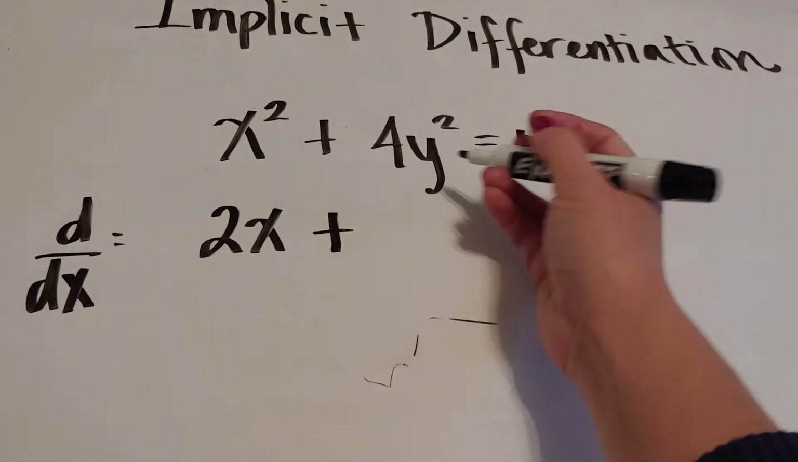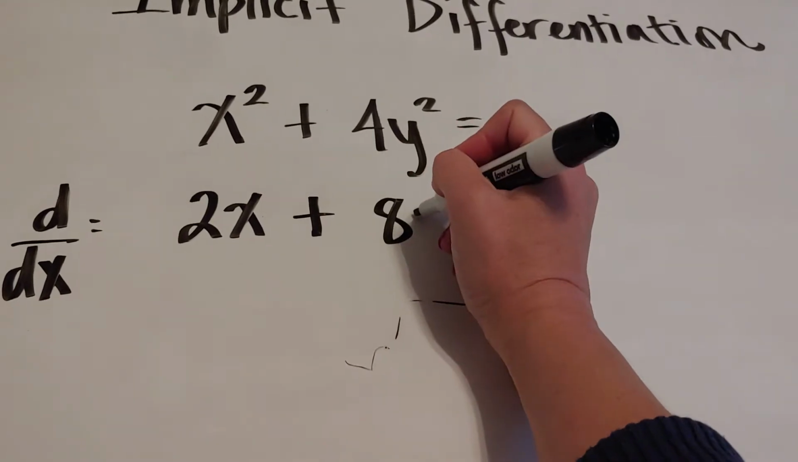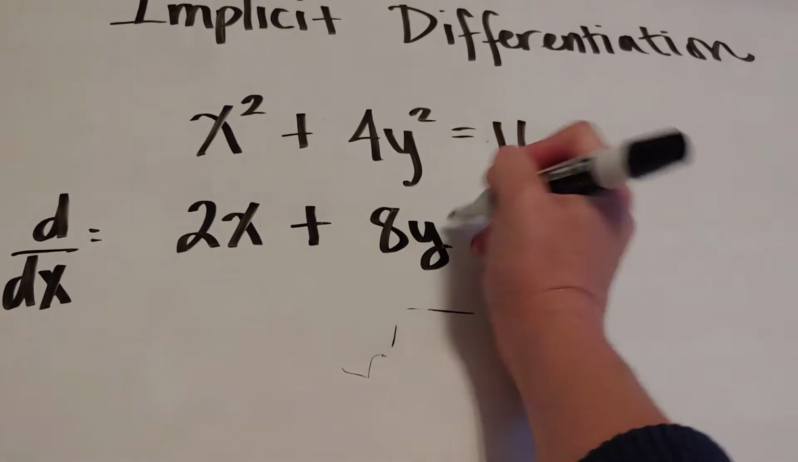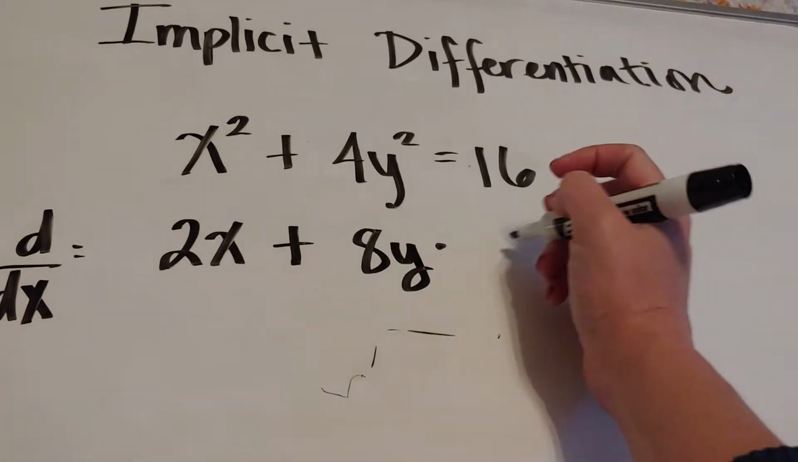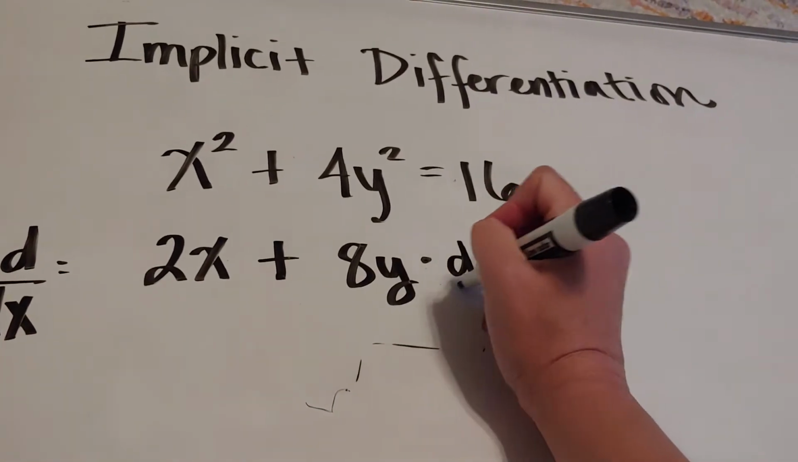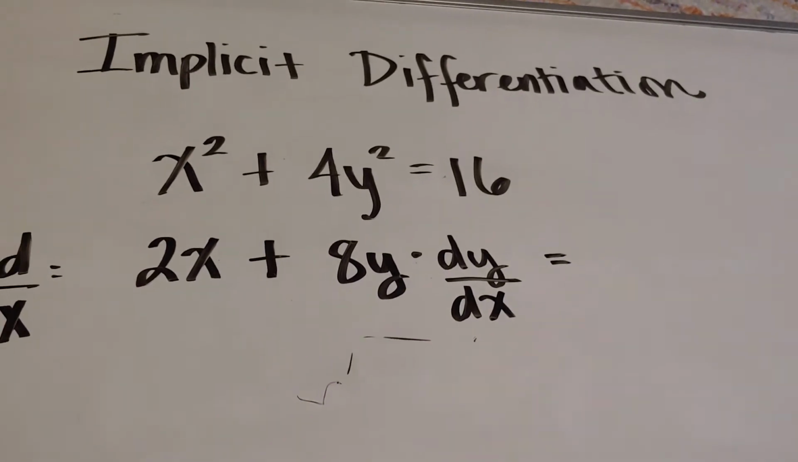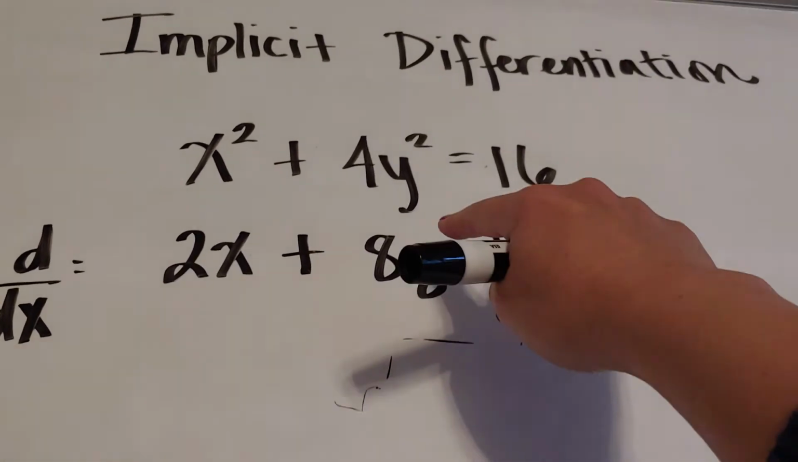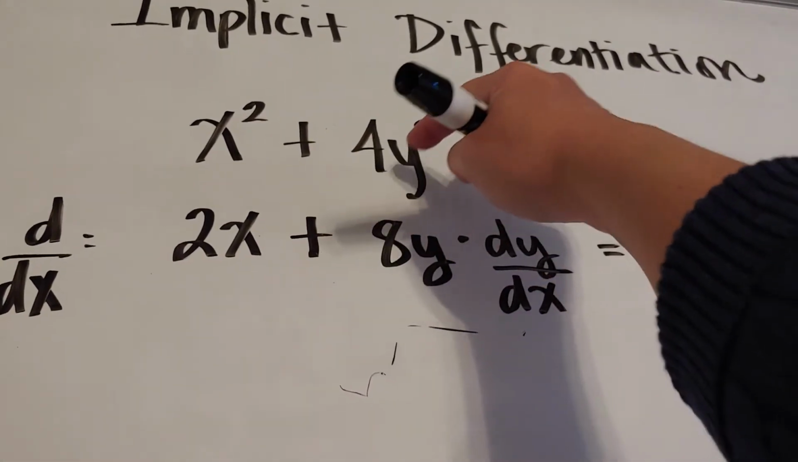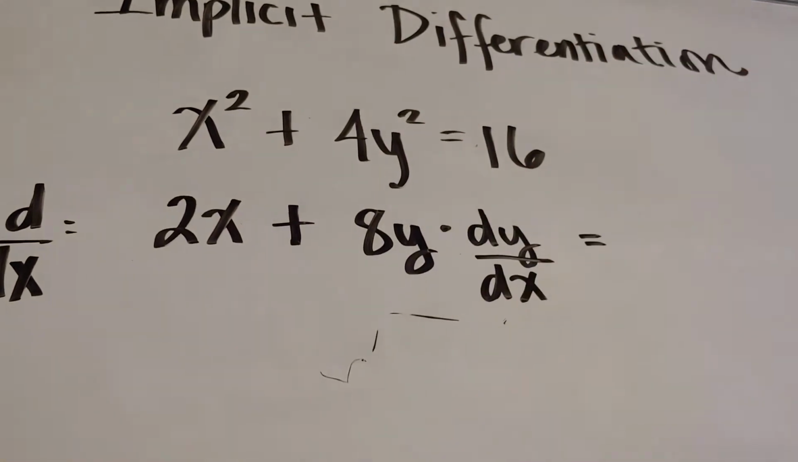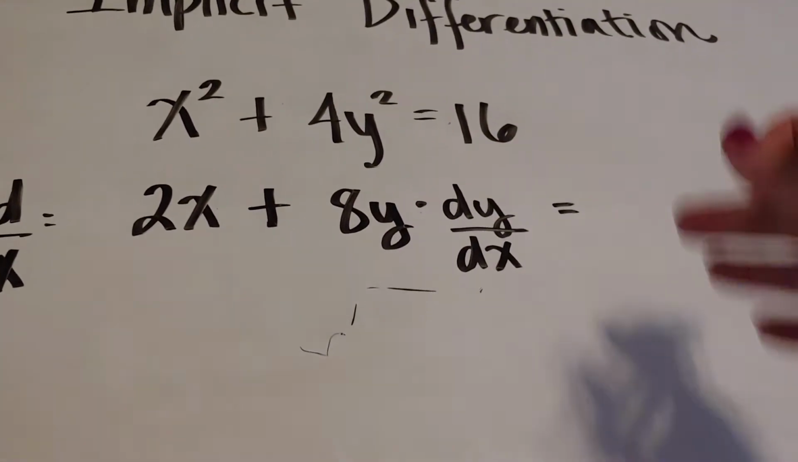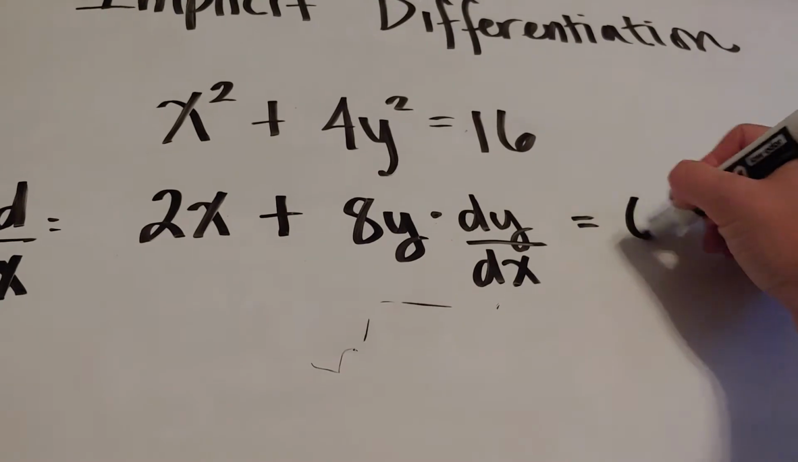If this were an x, I would write 8x, or 8y. But because it's a y and not an x, we are going to do the tagging of the dy/dx. What it really is is chain rule. It's saying take the derivative of the outside and then take the derivative of the inside, just being y. All right, the derivative of 16 is 0.